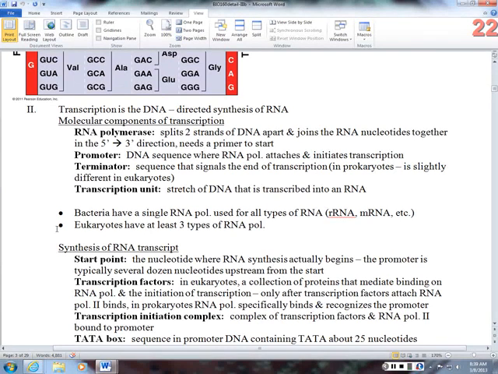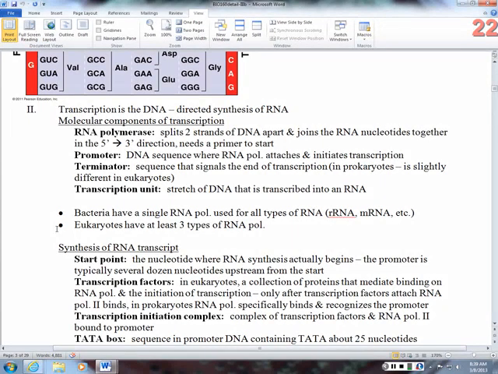So you're going to split the two strands of DNA apart, just like you did with the DNA, and it's going to join the RNA nucleotides together in the 5' to 3' direction, just like you did with the DNA. And you're going to need a primer to start. So it's going to be the DNA sequence in there that allows you to start, just like you had to have with making DNA. The promoter is going to be the DNA sequence where the RNA polymerase attaches to initiate transcription. So that's going to be a little bit different in this.